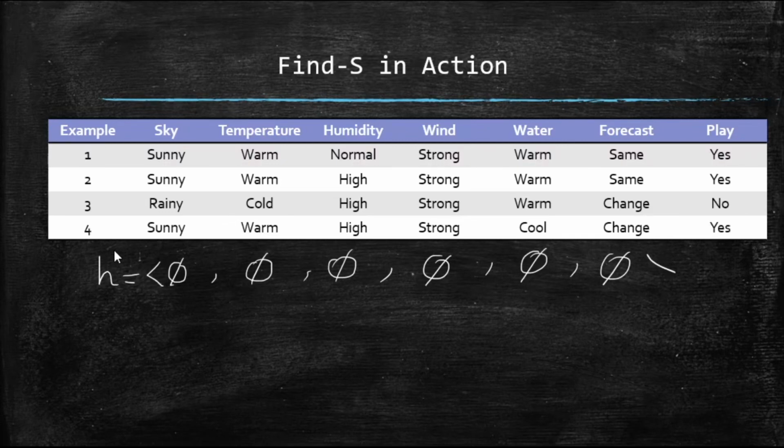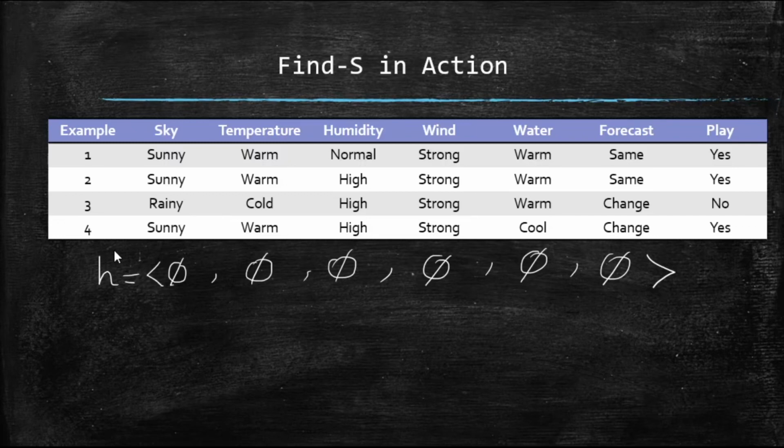It says nothing goes. I will not classify anything as positive. It means doesn't matter what type of a day you put in front of me, with what type of values for each one of these attributes, I will not classify them as positive. They will not satisfy me.